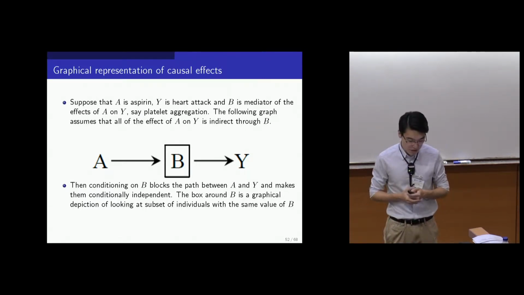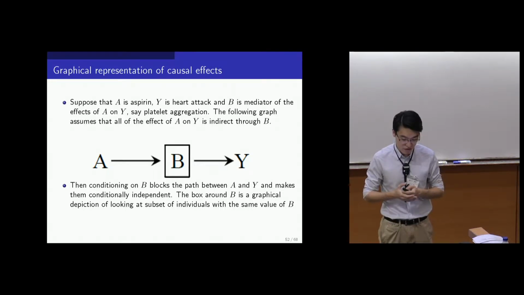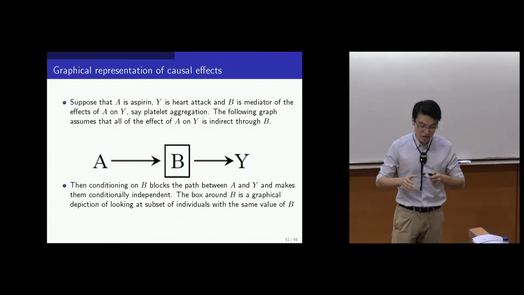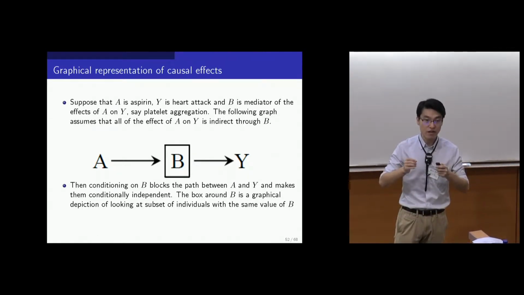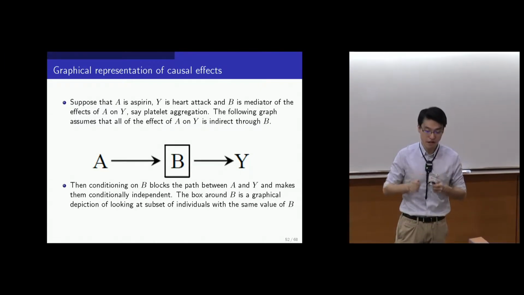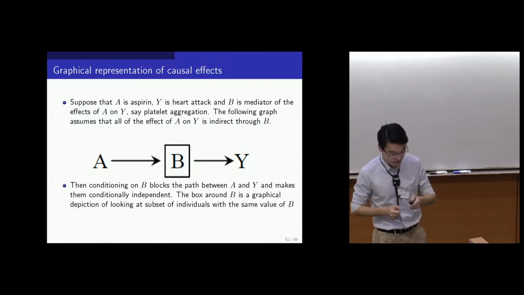The box around B is a graphical depiction of looking at a subset of individuals with the same value of B. So we only consider individuals with the same value of B, i.e. the analysis is conditioning on a certain value of the variable B.